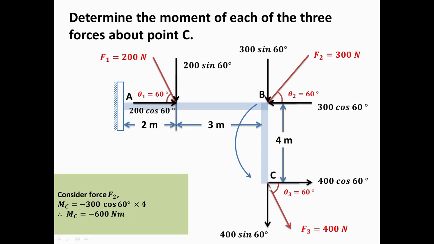Now the force F3 will not have any moment. Its resolved components also pass through point C, correct? That is 400 cos 60 and 400 sin 60. The line of action passes through point C, so it will not have any moment about point C. So in this way, we can find out the moment of the forces about the given point.